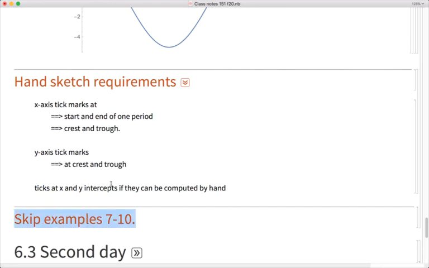Okay, examples 7 through 10 out of your book, I'm skipping those. You're welcome to look at them over if you like, but we're not going to deal with variable amplitude, which is what those are covering. All right, that's it for today.